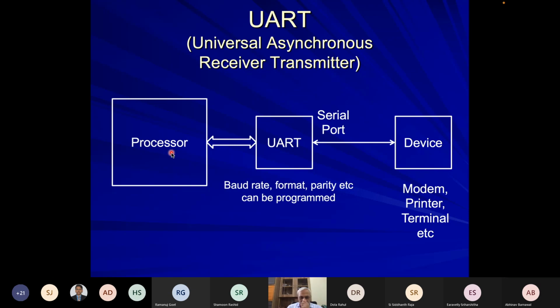On the processor side, it would communicate with parallel data. So you have, let's say, 1 byte sent by the processor, which is converted to serial form and sent to the device. Serial data coming from the device side is received and converted to parallel form and sent to the processor. Universal means that this design could support several data rates, different formats, parity conventions, etc. The term baud rate is nothing but the rate at which bits are being transmitted.